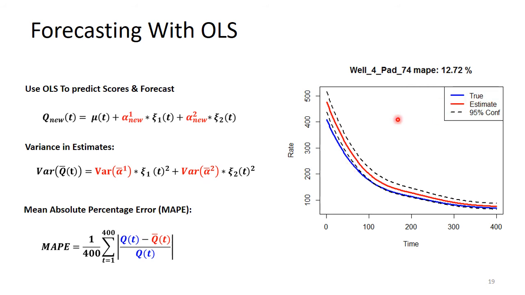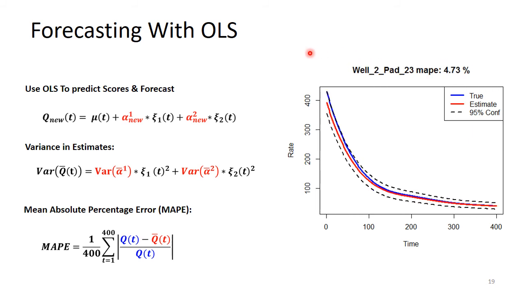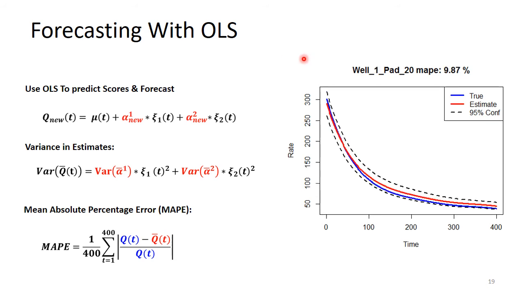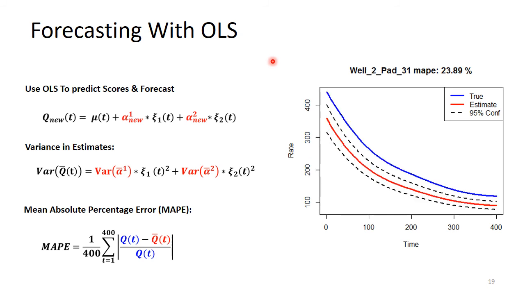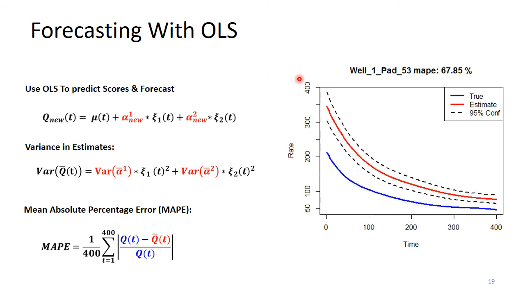And so here is the actual smoothed, so it's not actual data, but it's the smoothed data. This is our estimate, and this is our 95% confidence interval. So here, for example, for a particular well pad, we have a MAPE of 12%. Well pad 23 is even better, 4.3%, 9.8%, 24%. So now we see that the confidence interval no longer covers the truth, although that is, of course, expected in some cases for a 95% confidence interval.